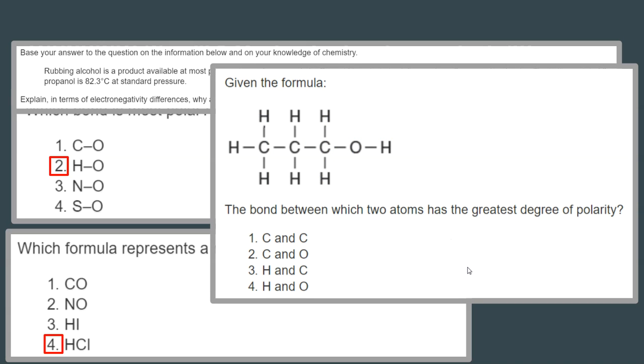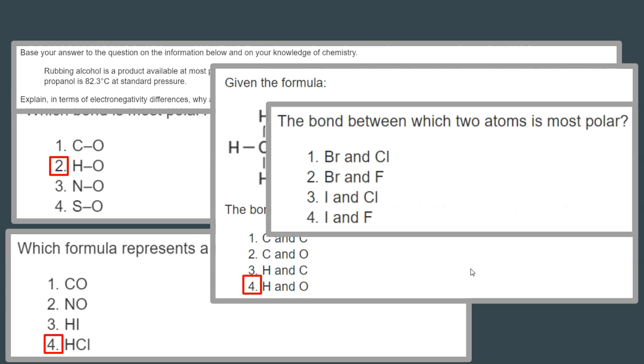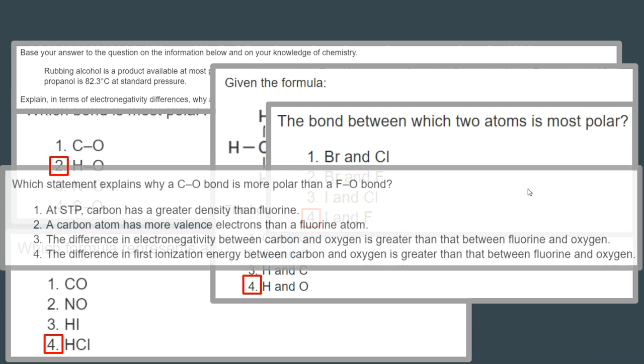The bond between which two atoms has the greatest degree of polarity? Using table S will reveal that H and O indeed have the greatest degree of polarity because the difference in electronegativity is highest. The bond between which two atoms is most polar? The easiest way to reveal the answer is to look up the electronegativity values, calculate the difference, and you'll find that I and F indeed have the greatest electronegativity difference.